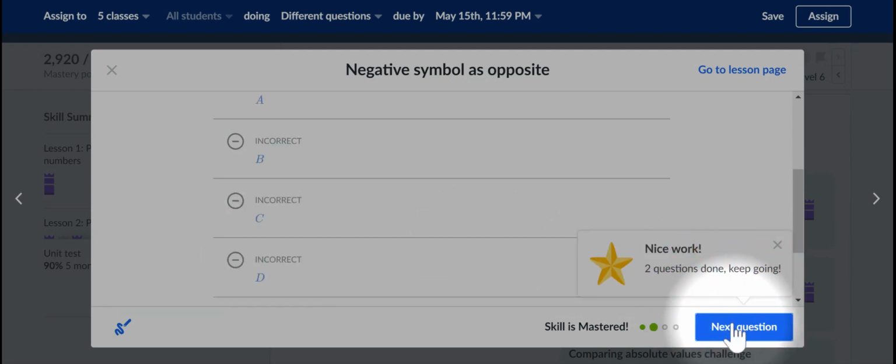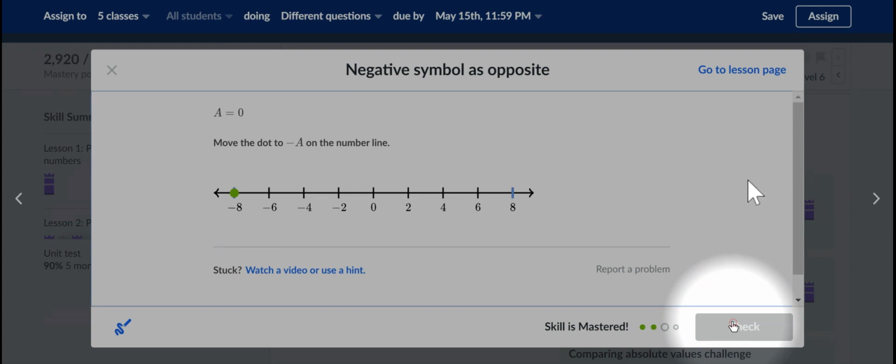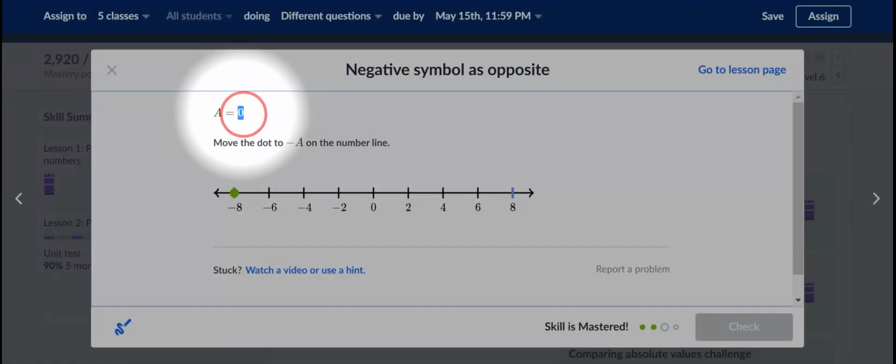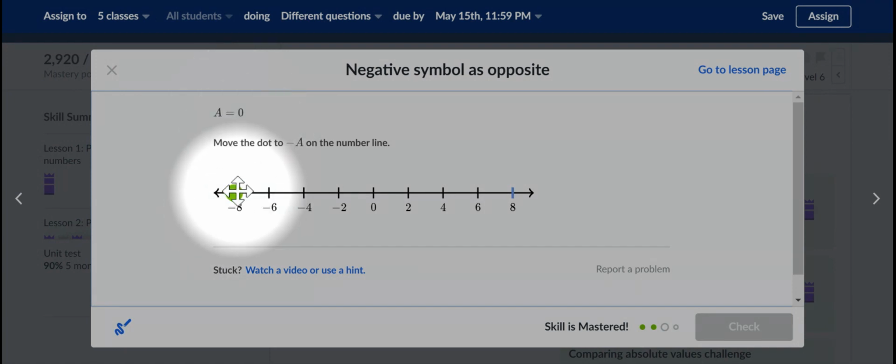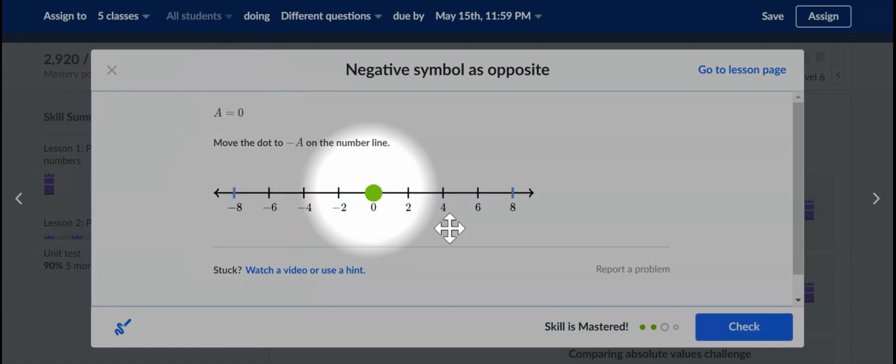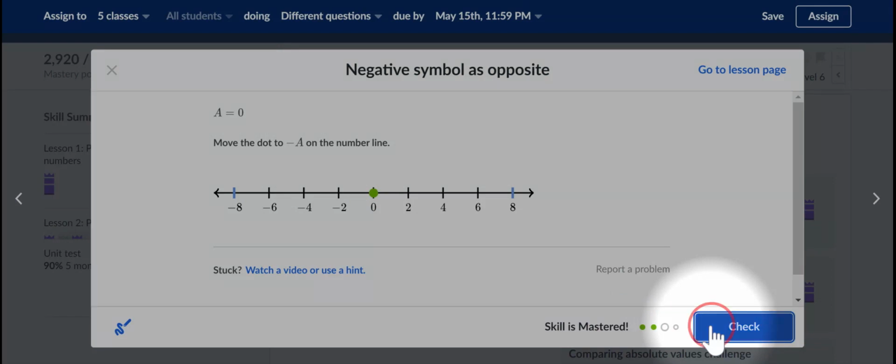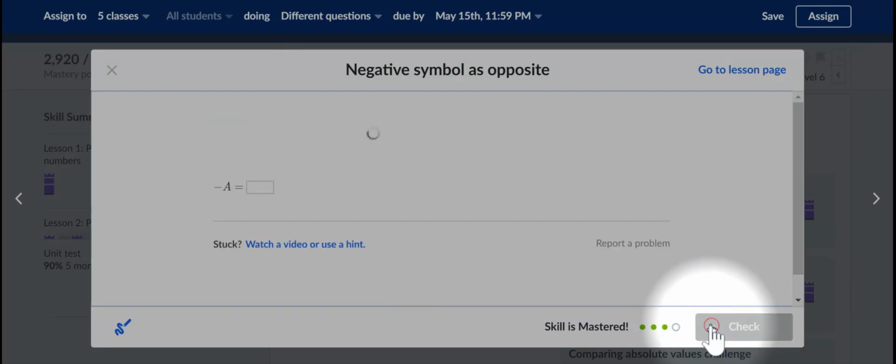All right, we'll do one more. This one is asking us to move the dot to negative A. Now, this one is going to be far less confusing for you, probably, for two reasons. One, because A happens to be 0 here. The opposite of 0 is 0. So really, I'm just moving it to 0.